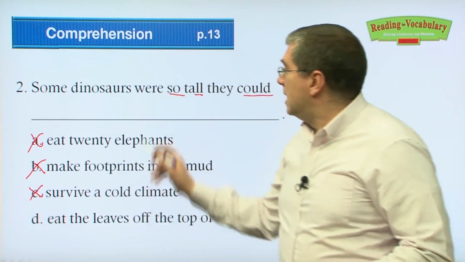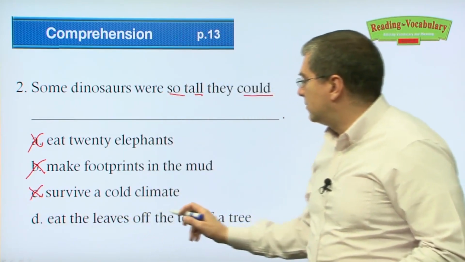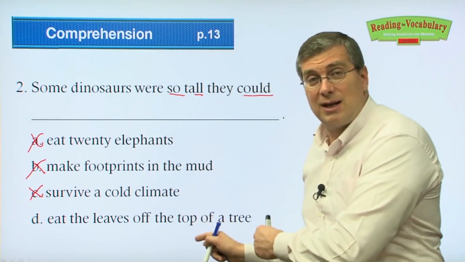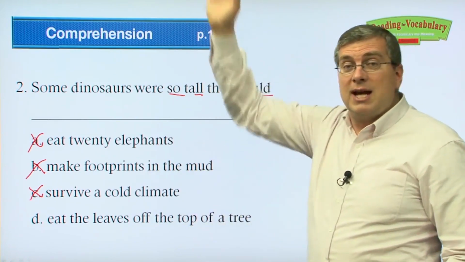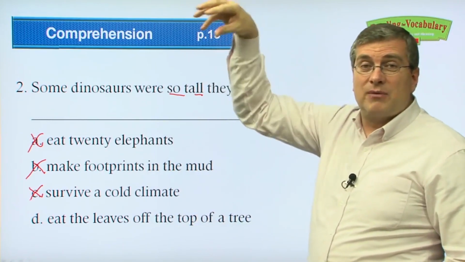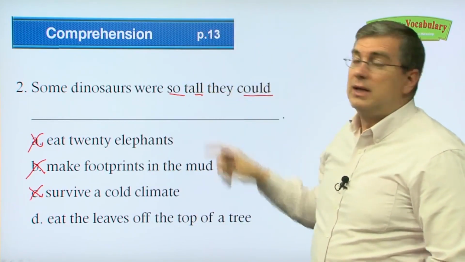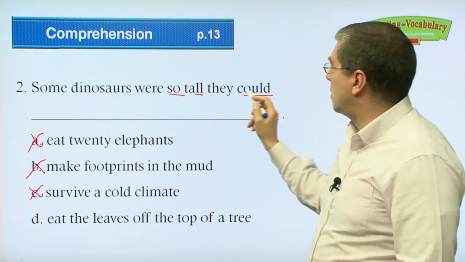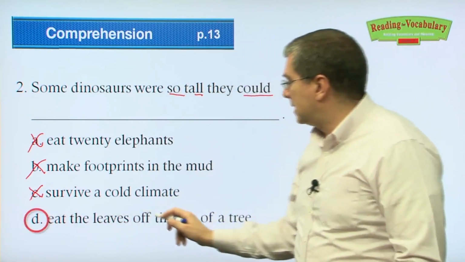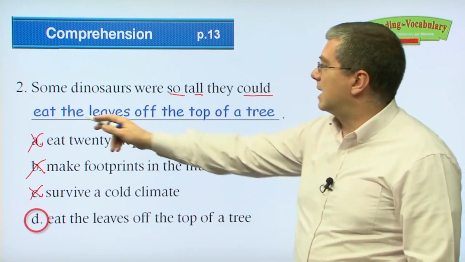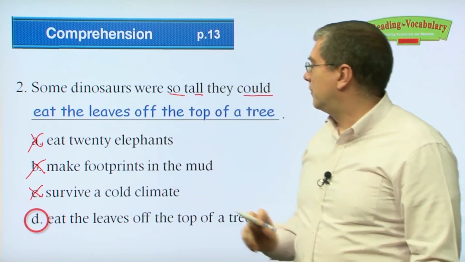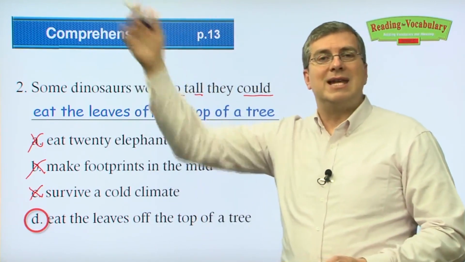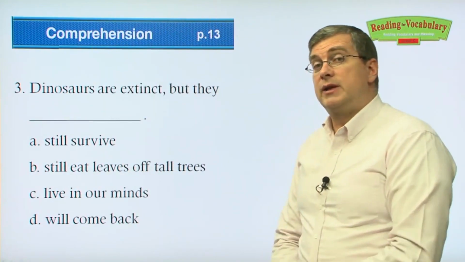It's got to be D. They were so tall they could eat the leaves off the top of a tree. That's the only one that makes sense, right? Because a tree is very tall. If you want to eat the leaves on the top of a tree, you have to be tall. So that's the only one that makes sense. Some dinosaurs were so tall they could eat the leaves off the top of a tree. And that is our answer. Eat the leaves off the top of a tree, because a tree is very tall and you have to be very tall to eat those leaves. Okay, moving on to number 3.